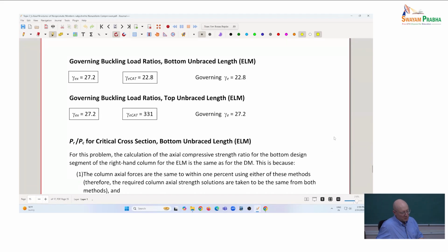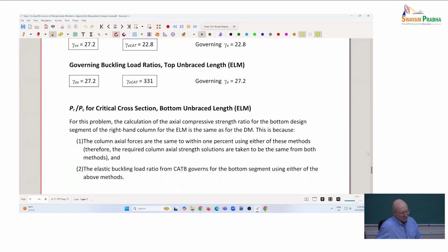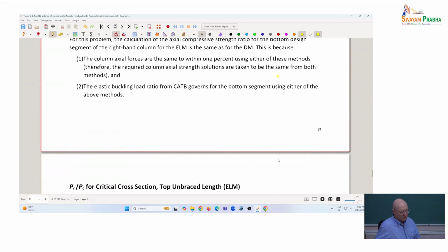Now if we go to check the bottom segment, it turns out that the calculation of the axial compressive strength ratio, or the demand capacity ratio, for the bottom segment ends up being the same as the direct analysis method. Well, why is that? The column axial forces are really the same to within about 1% using either of these methods. And the elastic buckling load ratio from constrained axis torsional buckling governs in both cases. So we're really getting the same calculation and same result when we do the resistance calculations for both. So that was the bottom.